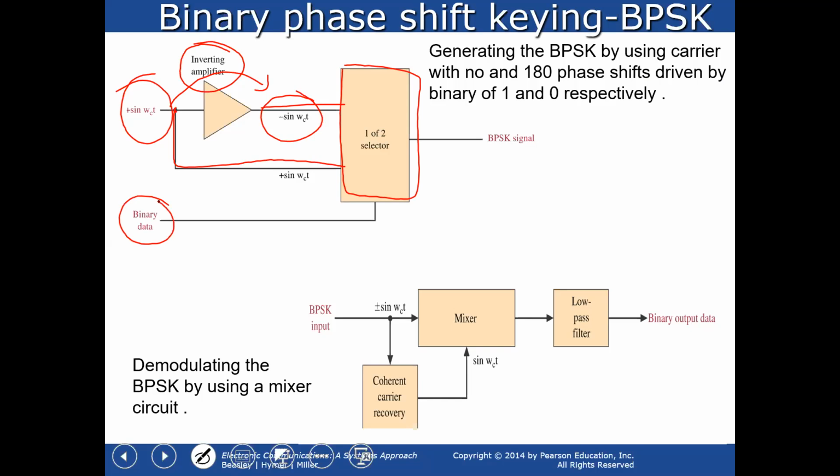So if the bit is equal to 1 here, then your output is sine omega_c t. If the binary bit input that you're feeding the selector with is a 0, then you're going to find out that your output is minus sine omega_c t. This one is sine omega_c t.